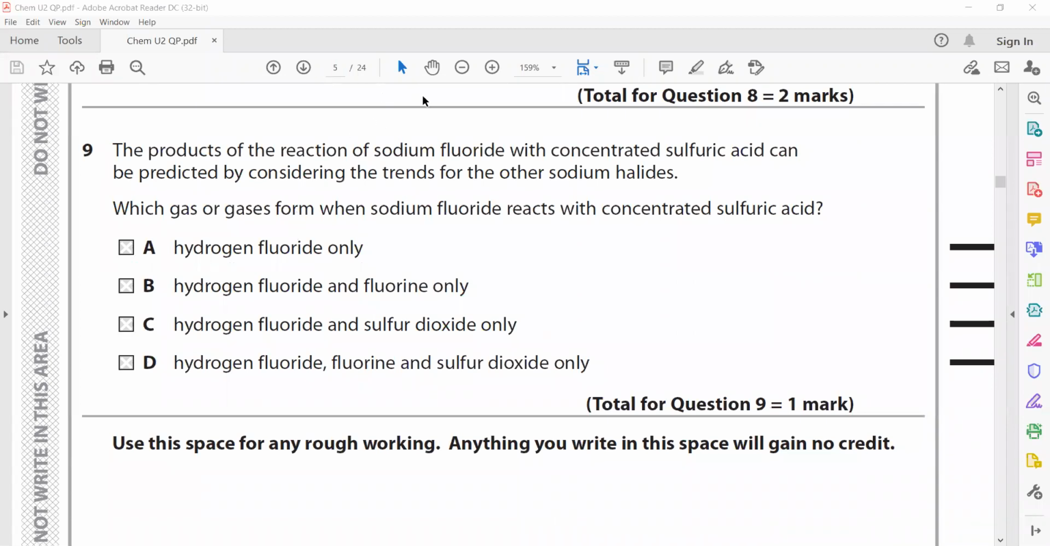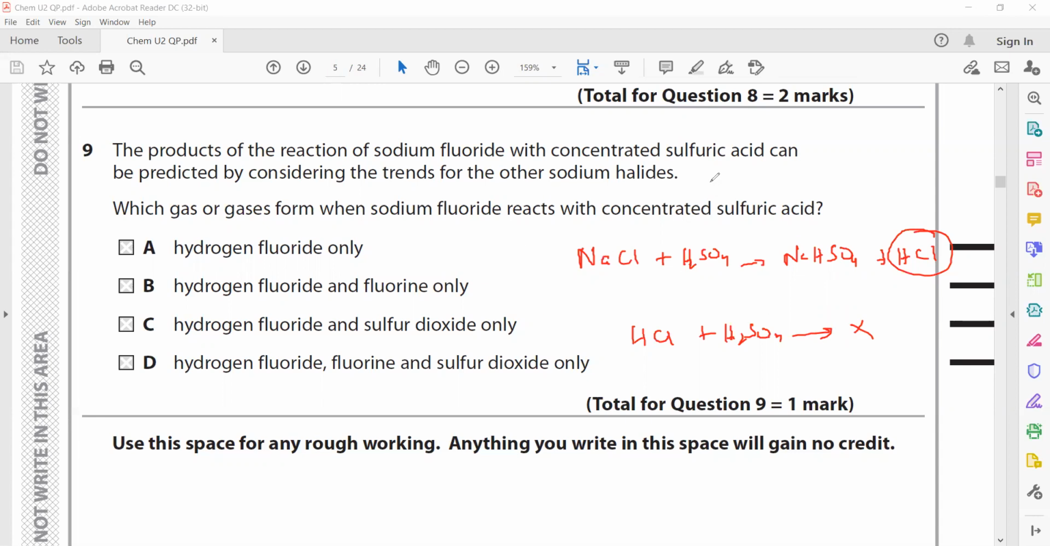The product of a reaction between sodium fluoride and concentrated sulfuric acid can be predicted by considering the trend of other sodium halides. Normally, if we have sodium chloride and we react it with sulfuric acid, this forms sodium hydrogen sulfate plus hydrogen halide, or HCl. But this HCl does not react further because chloride ion is not a good reducing agent, so it does not reduce the sulfur to a lower oxidation number.